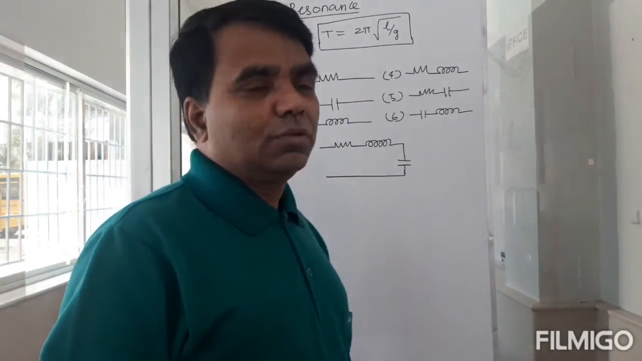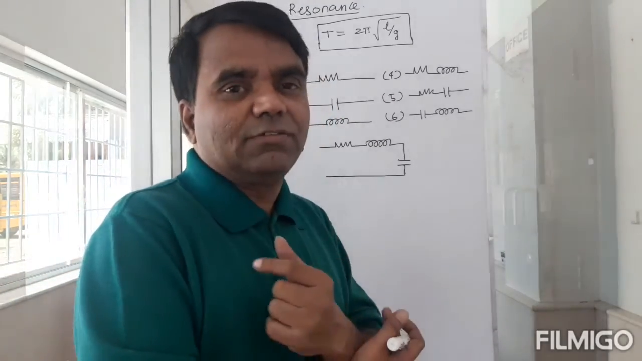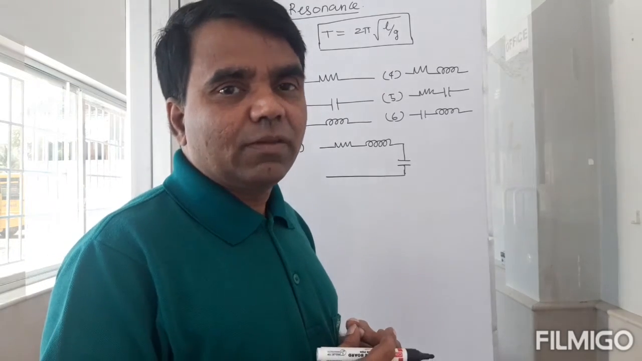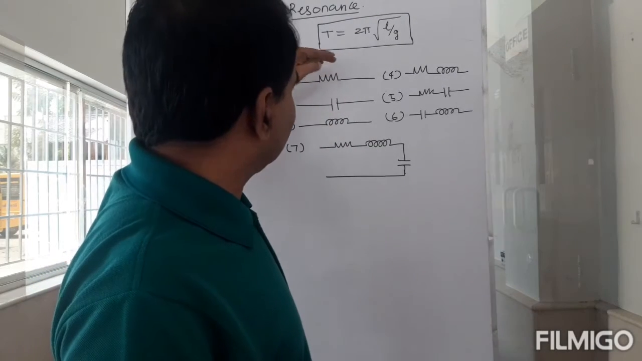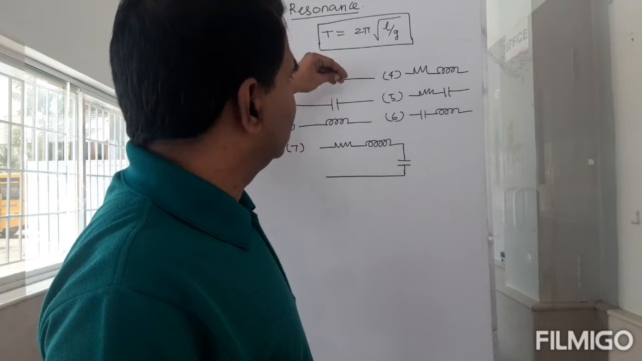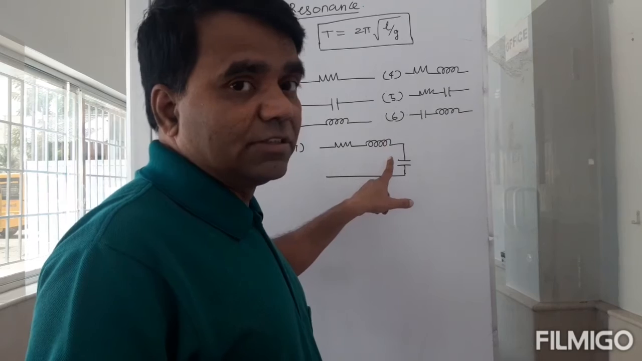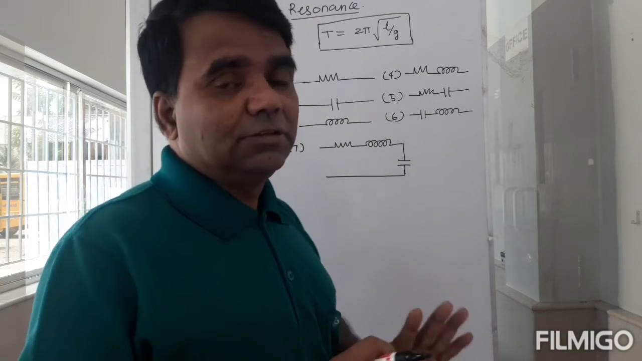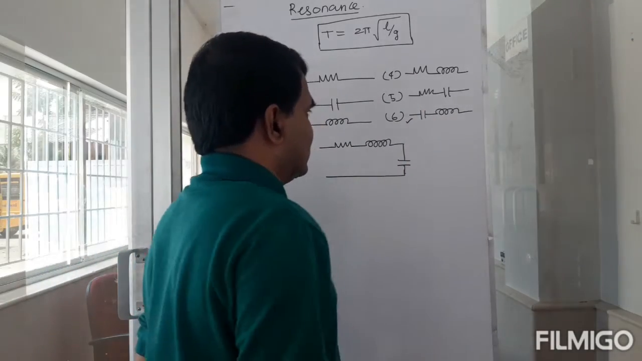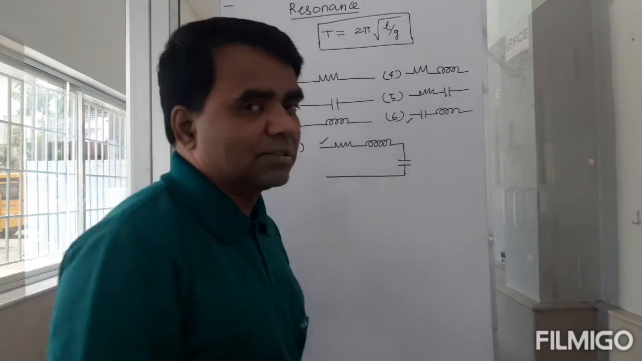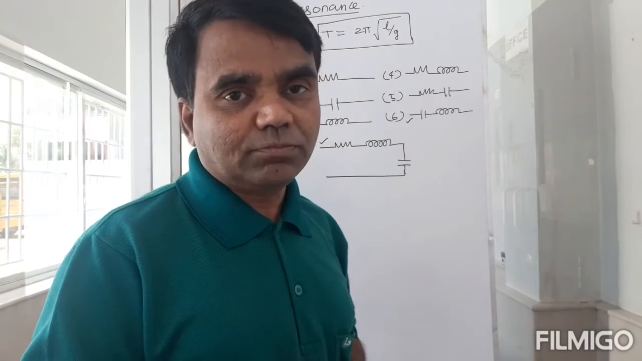So when I say this is a system, would it have a natural frequency? Well, this will not have a natural frequency. This will have a natural frequency, and this also will have a natural frequency of oscillations. We'll get to that a little later. So this is an oscillating system, and this is also an oscillating system. Whenever you have an inductor and a capacitor, then you can expect oscillations.